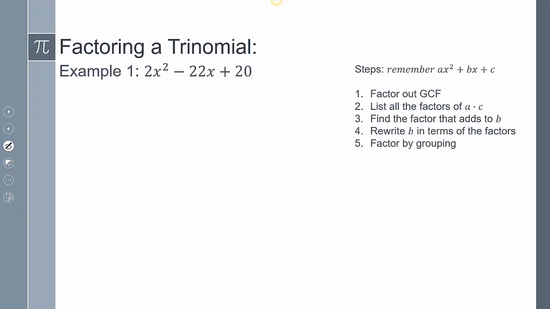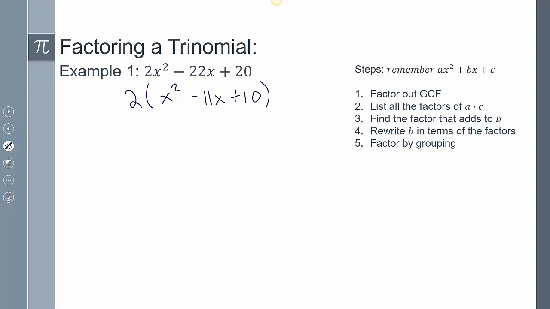The first type of factoring we're going to go over is factoring a trinomial. One thing we should always look for when we are trying to factor is to see: is there a number or a variable in common? We call that the greatest common factor, and you always have to factor that greatest common factor out first. In this case, there's a 2 in common with everything, so I want to factor out that 2 first. And so I'm left with x squared, and then 11x, and then plus 10.